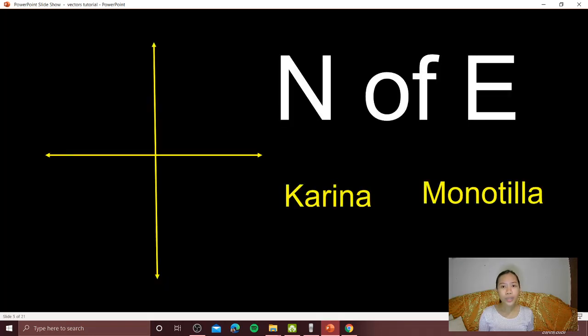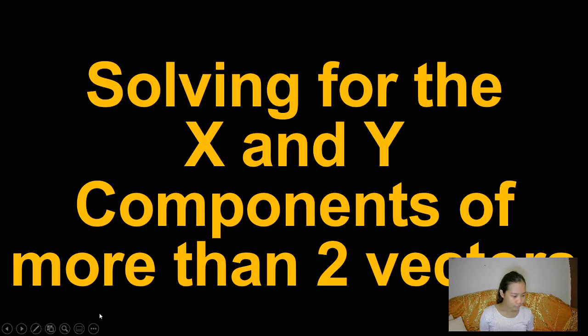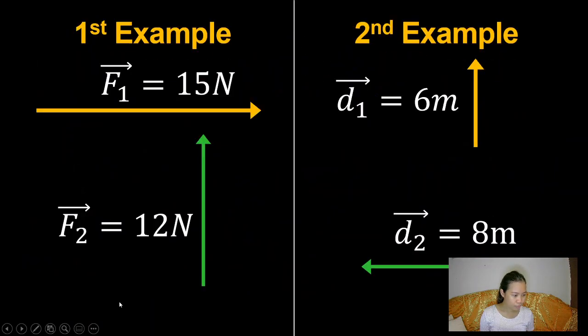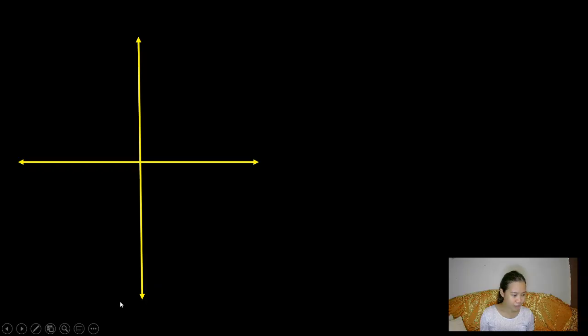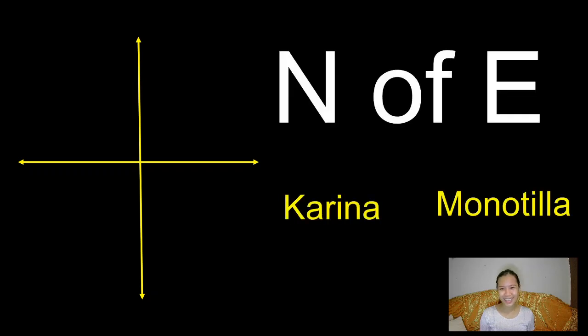Now, if you can see here, we have the north of east, east of north, the naming of directions. So how are we going to use them? So, let us have here. Oh, there it is. The slides lagged. What happened? Okay, so there.